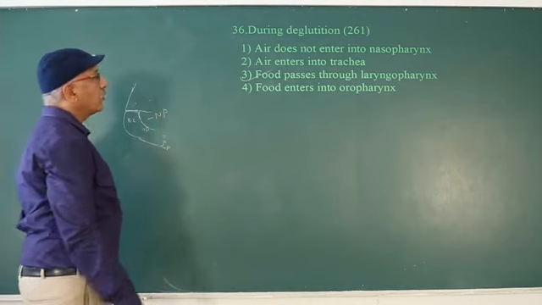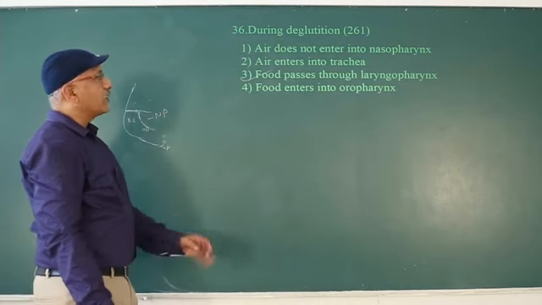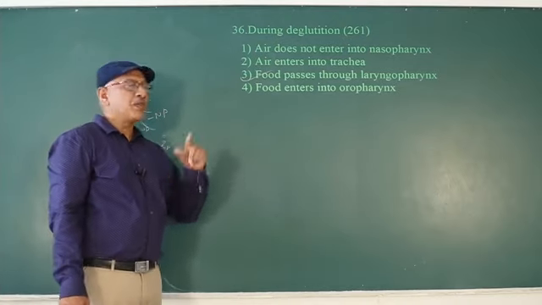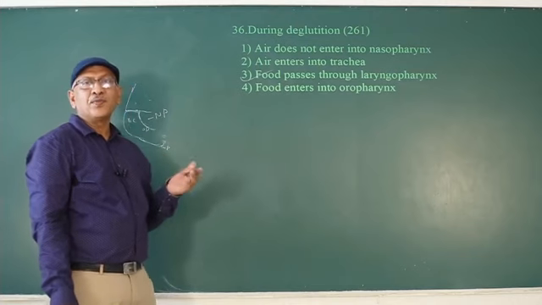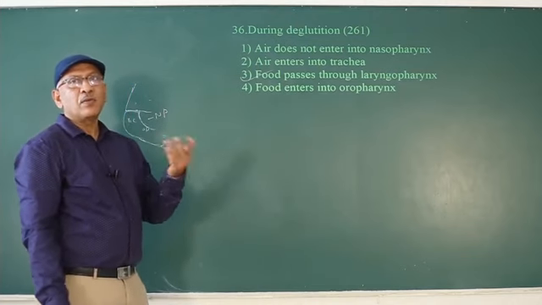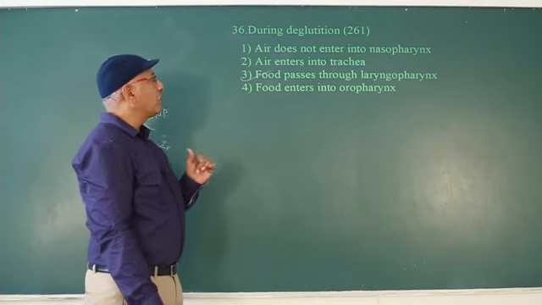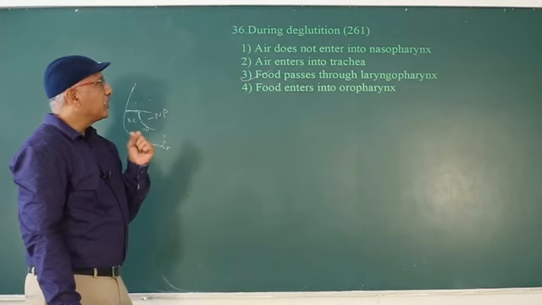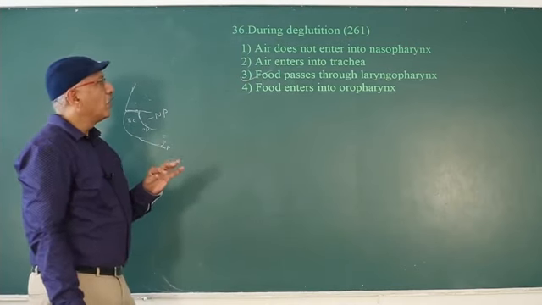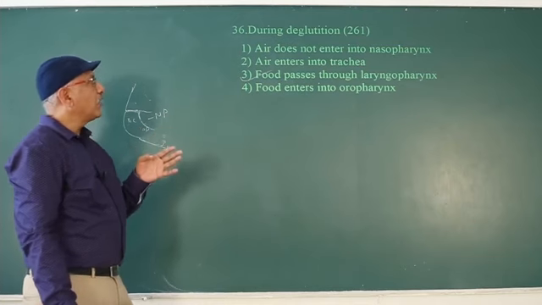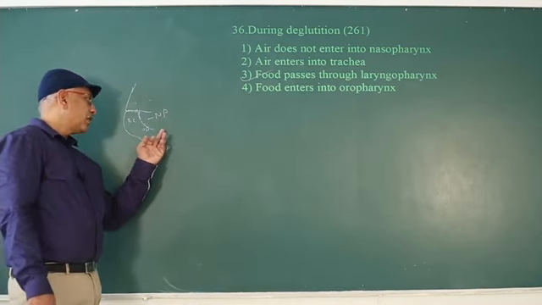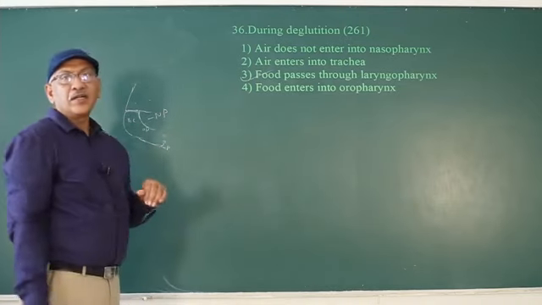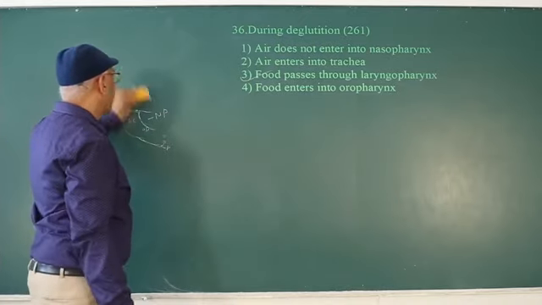Air does not enter the nasopharynx and lung; air enters the trachea. Why? Whenever we consume food material, the epiglottis closes the glottis. At that time, air never enters the larynx, from the larynx to the trachea. So food passes through the laryngopharynx. Correct. Food enters the oropharynx. So during deglutition, during swallowing of food material, food passes through the laryngopharynx, from the laryngopharynx to the gullet, and from the gullet into the esophagus.